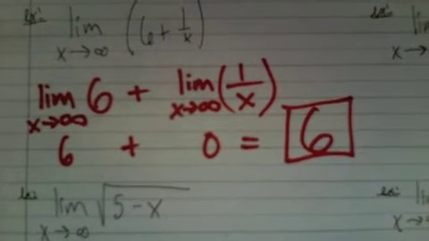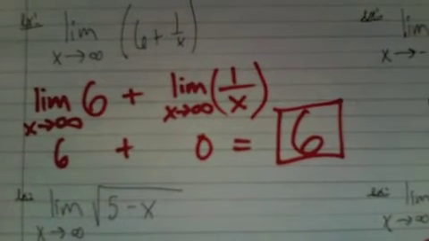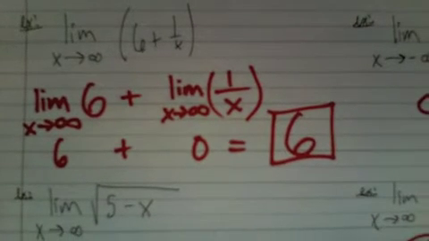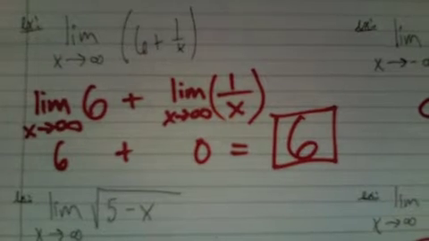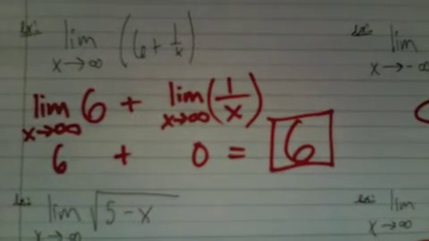And then you've got the limit as x is approaching infinity of 1 over x, and that's just 1 over infinity. So that number is just going to keep going up, and it's going to be lower and lower fractions, so that number is approaching 0. So you just get 6 plus 0 equals 6.